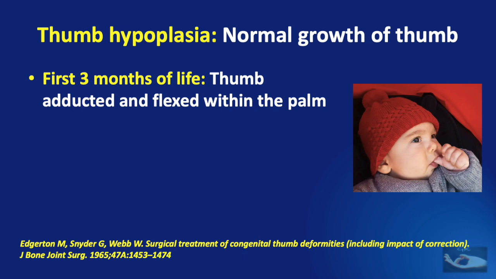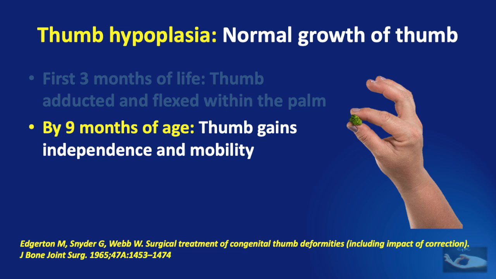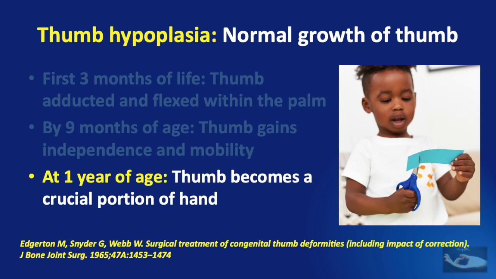That is because in the first 3 months of life the thumb is adducted and flexed within the palm. It serves primarily as a pacifier. By 9 months of age, the thumb gains independence and mobility from the palm. At 1 year of age, it becomes a crucial part of the hand. You can click on the icon above to see more about the growth of the hand as the child grows.